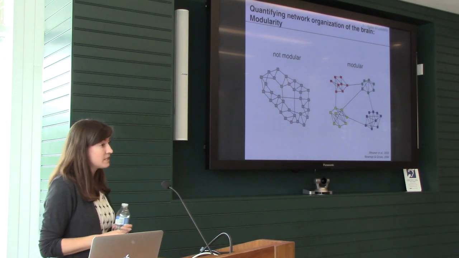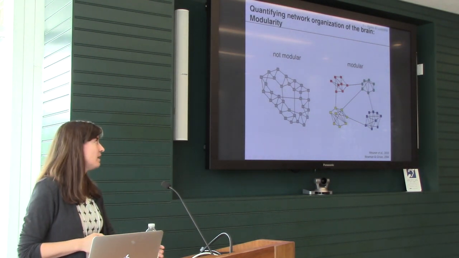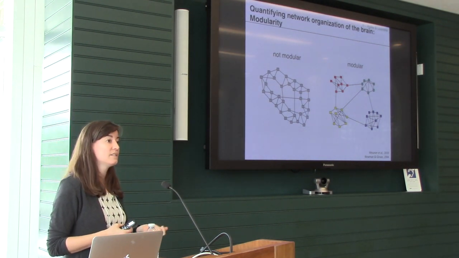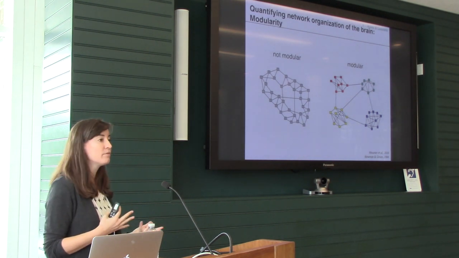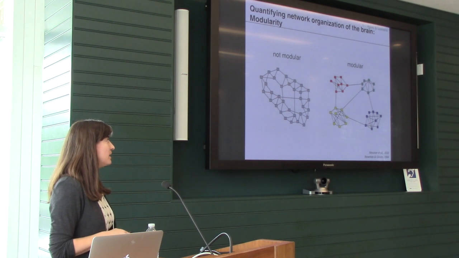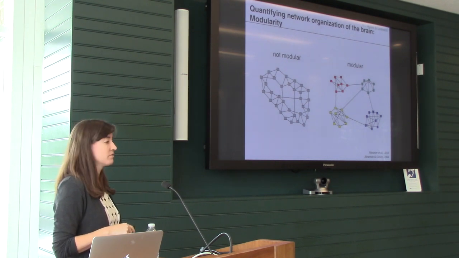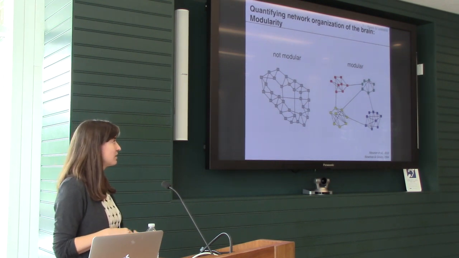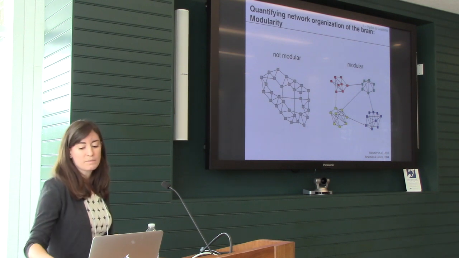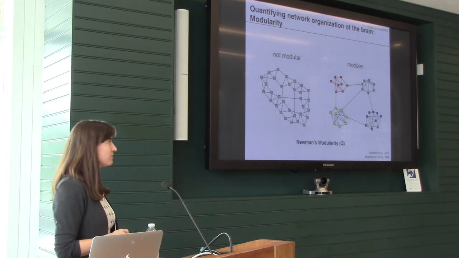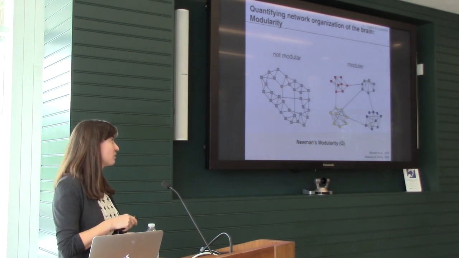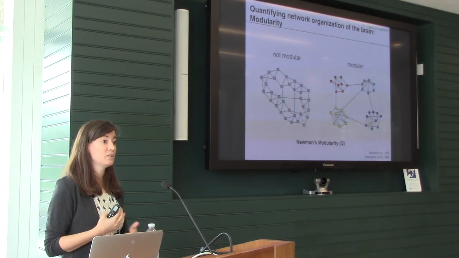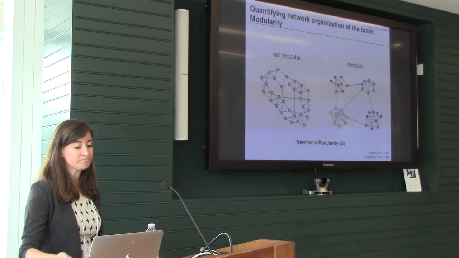But the modularity statistic can be used to get an estimate of how well a graph divides up into different networks. So, you can have two different graphs that are both fairly regular in structure, but the graph on the left doesn't really seem to have these different subunits, whereas the graph on the right does. And Newman's modularity can quantify the difference between these two by comparing the proportion of edges that are within each individual module to the expected value of those connections.